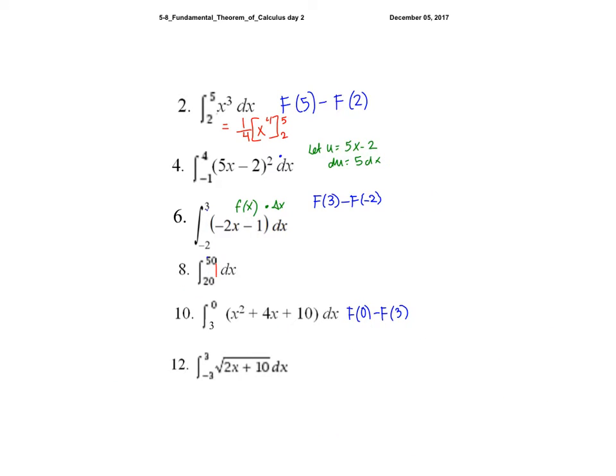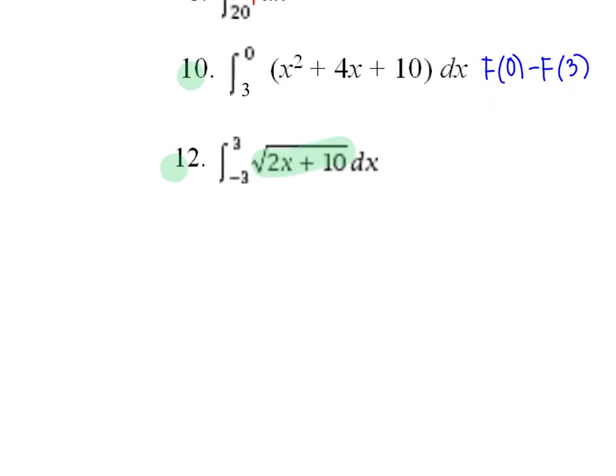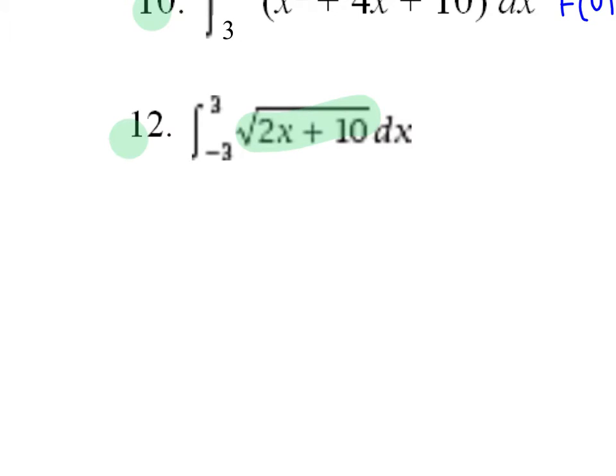Alrighty, so please do these problems. You have 1, 2, 3, 4, 5, 6 problems, and they're all relatively easy. This one might be a little bit tough. Let me just do this one real quick. So to do this, we do a u substitution because we don't like this inside. So u equals 2x plus 10.